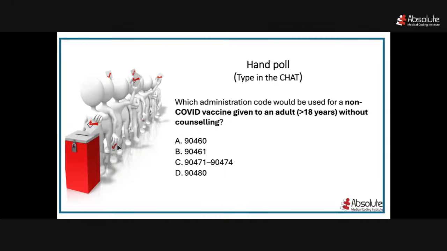Next one. Which administration code would be used for a non-COVID vaccine given to an adult of age greater than 18 without counseling? The options are option A, 90460, option B, 90461, option C, 90471 through 90474, option D, 90480.